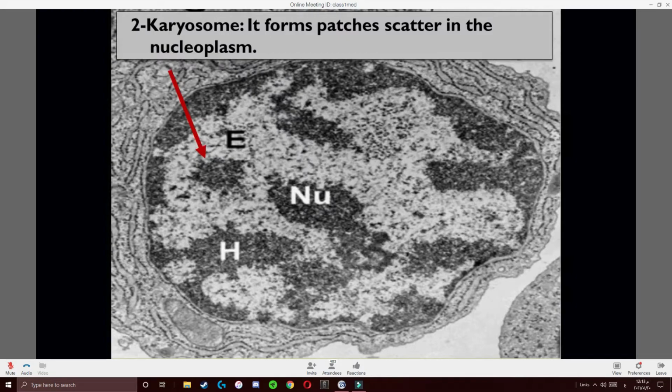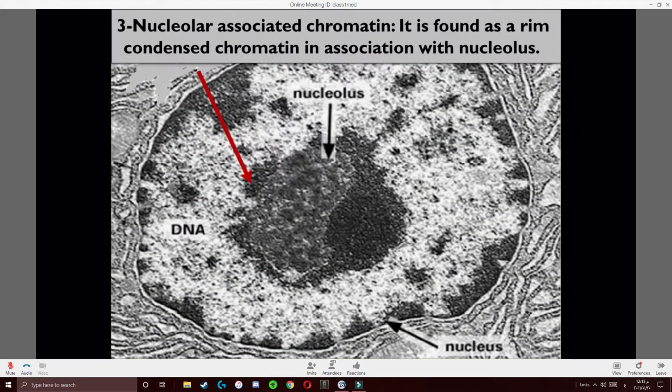Nuclear associated chromatin. It is found as rim condensed chromatin in association with the nucleolus. The third type of chromatin appears as condensed chromatin forming a rim that surrounds the nucleolus or the nucleus.